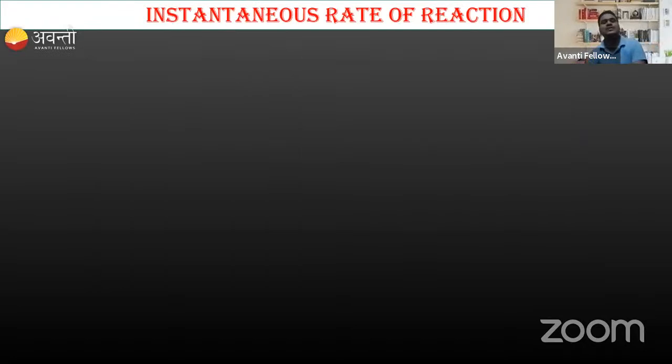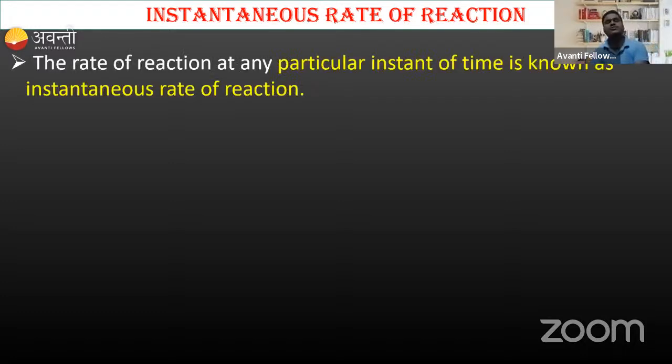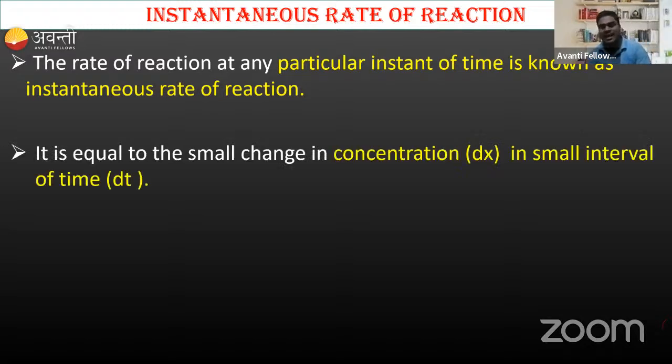Now, the next one is instantaneous rate of reaction. What do we mean by this term? We know the average rate of reaction, so what is instantaneous? It is the rate of reaction at any particular instant of time. The rate of reaction at any particular instant of time is known as the instantaneous rate of reaction. It is equal to a small change in concentration, dx, in a small interval of time, dt.